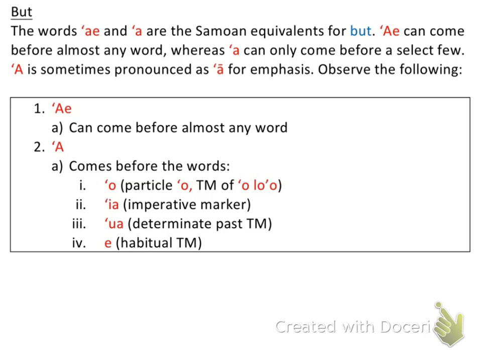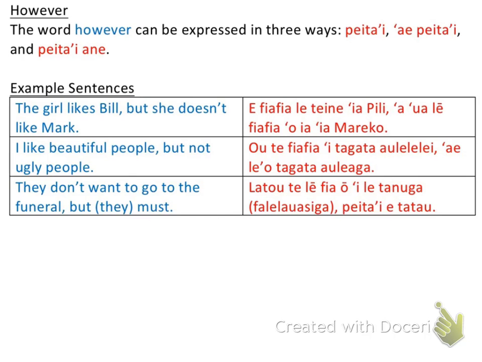So moving on, we're going to see however, okay? So however, it's a little bit more difficult than but, and we're going to see a few examples. So I can say however 3 different ways, and they all kind of mean the same thing, okay? There's pei ta'i, ae pei ta'i, and pei ta'i ane, okay? And so when you say one of these 3 words, again, they all mean however, and this is a conjunction like we use in English. It's used in the same way.